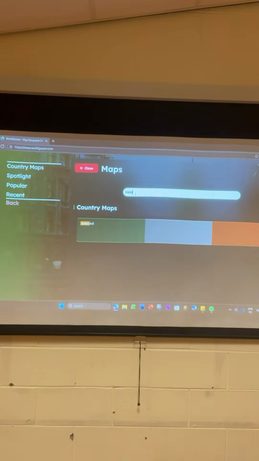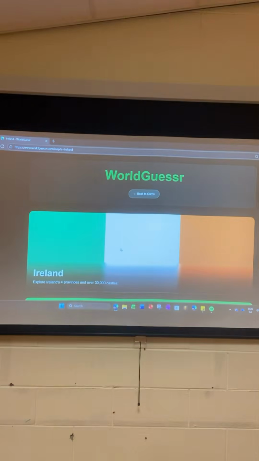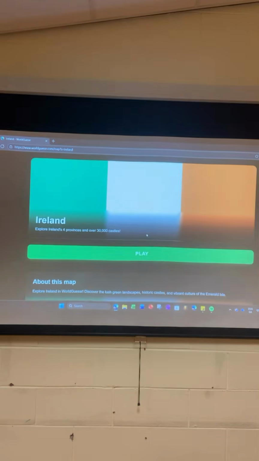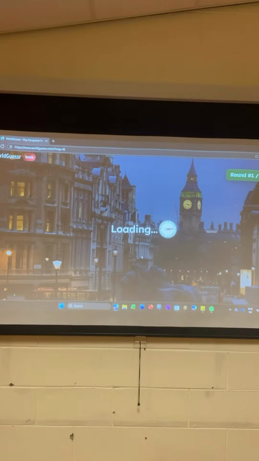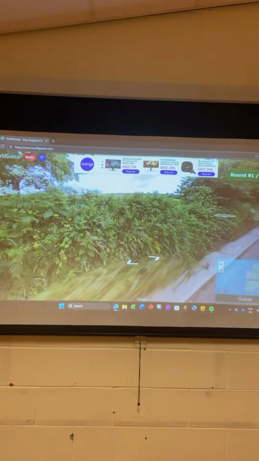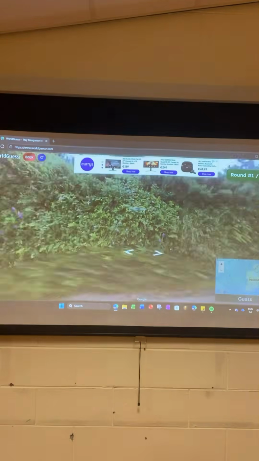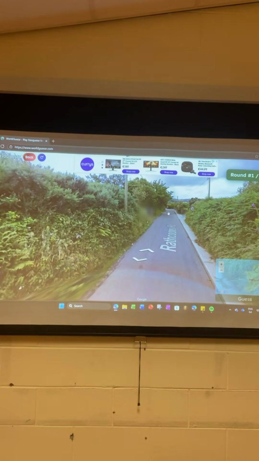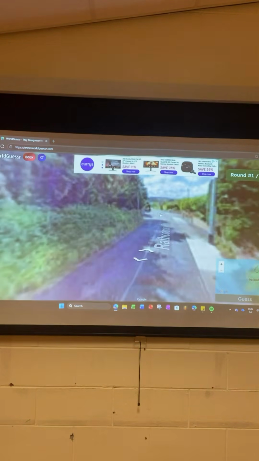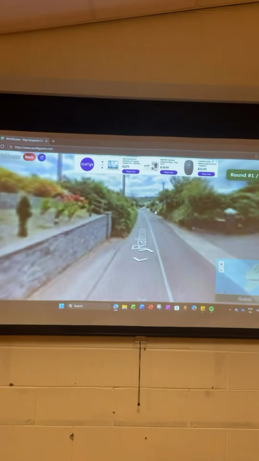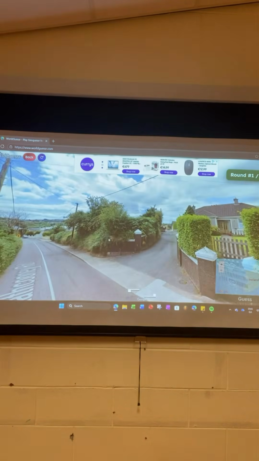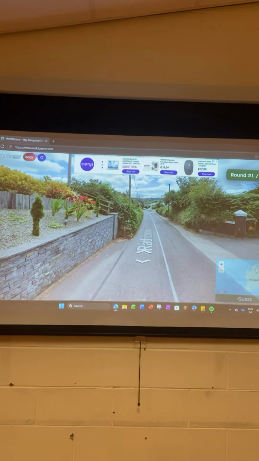You can do different game modes informally with your class to say, well, you have to guess as soon as you land in. So they have to take in the first image that they see when they load into the game, to make it really hard. Or you can make it slightly easier. It's like, well, okay, you have 2 moves. So you're allowed to turn around once or move forward or back once. So you can make it, again, as hard or as easy as you like.